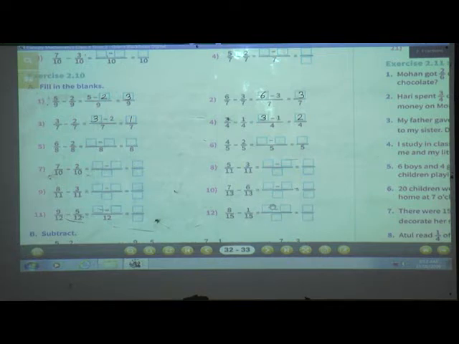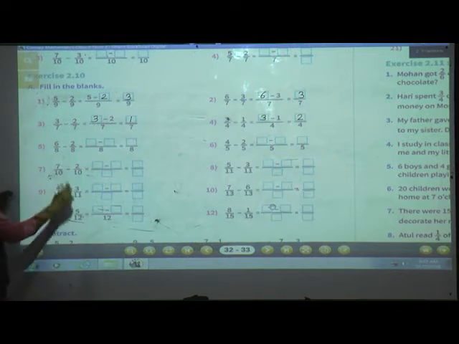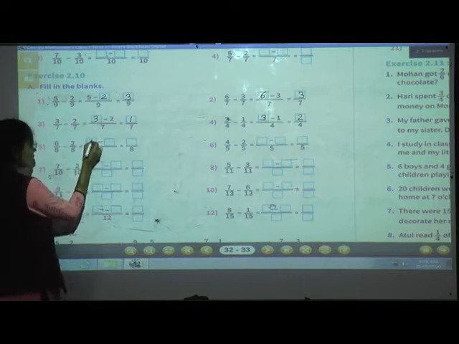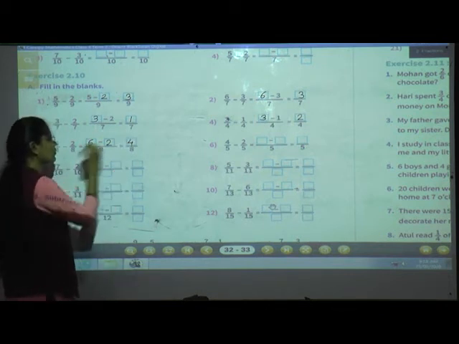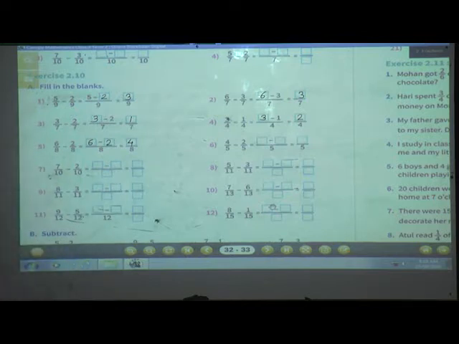6 by 8 minus 2 by 8 is equal to, yes, what are the numerators? 6 minus 2 by 8. Now 6 minus 2 is equal to what? 4. Correct. So the answer is 4 by 8.